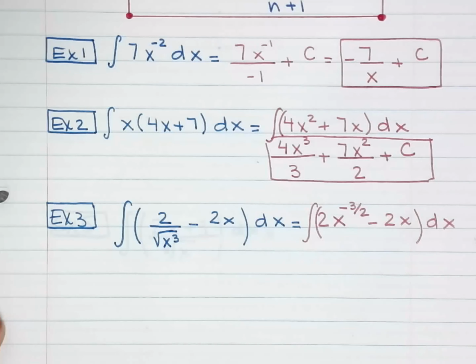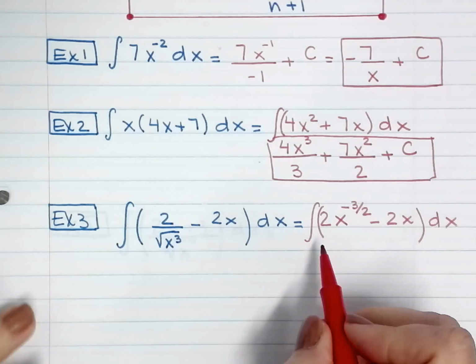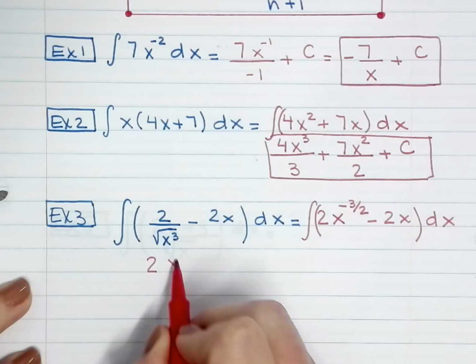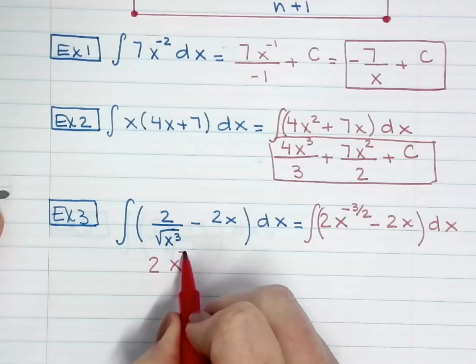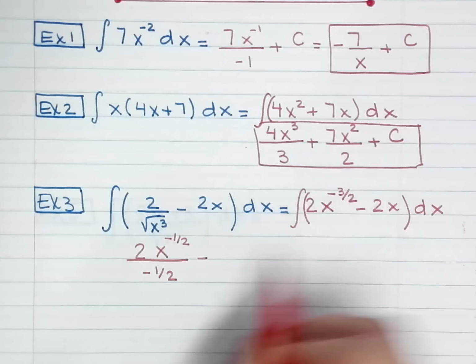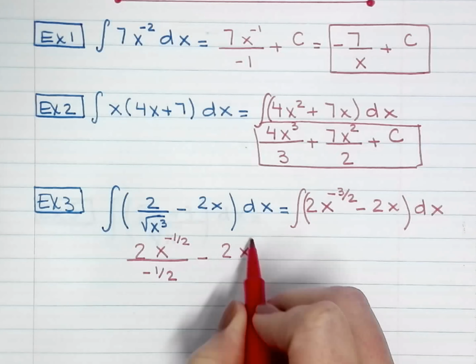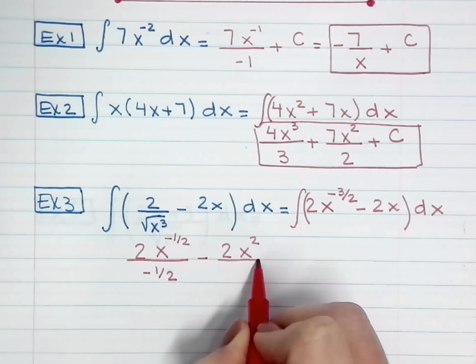Okay. So now I have 2 right there. And I have negative 3 over 2. Add 1, you get negative 1/2. So negative 1/2. Remember to divide by the new exponent right there. So divided by negative 1/2. Minus, here we go, 2x, add 1, 2, divided by the new exponent, 2. Remember to add c. Okay, now 2 divided by negative 1/2 is negative 4.